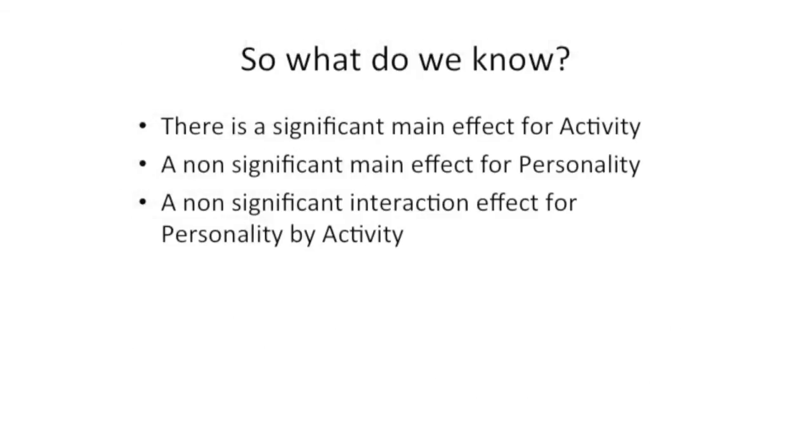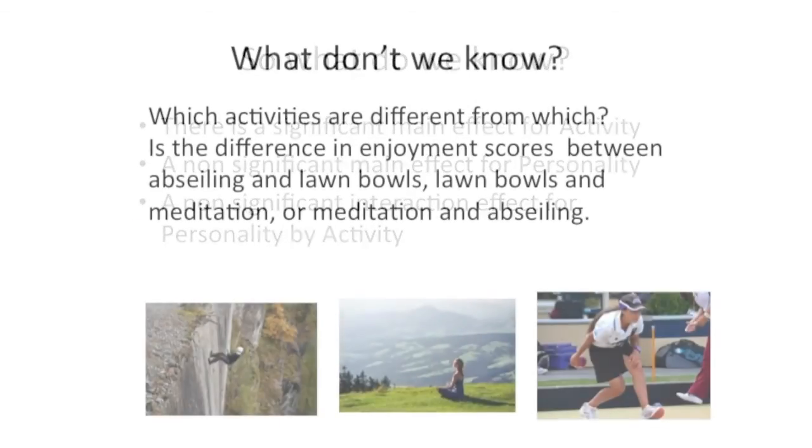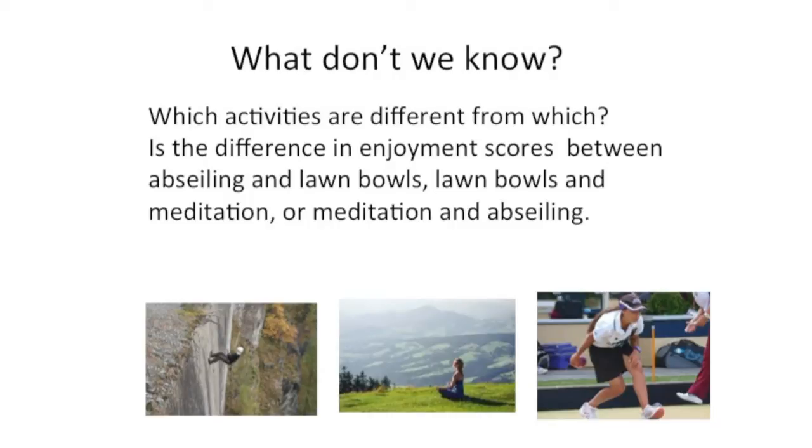So what do we know at this moment? We know that there's a significant main effect for activity. We also know that there's a non-significant main effect for personality. And we know that there's a non-significant interaction effect for personality by activity. But what we don't know is where the difference in enjoyment is on the main effect of activity. Is it between abseiling and lawn bowls? Is it between lawn bowls and meditation? Or is it between meditation and abseiling? To find out, we need to go to the pairwise comparisons that we requested in SPSS.